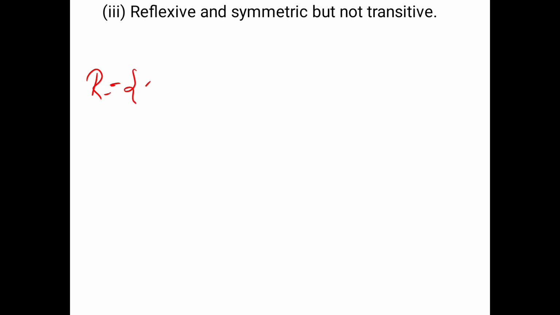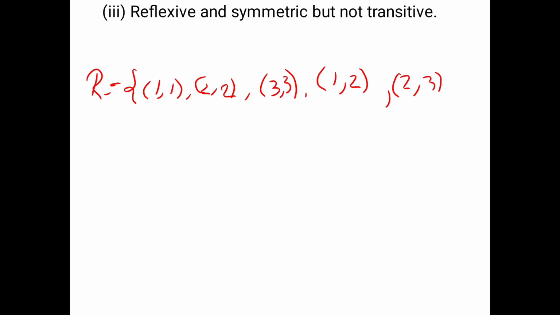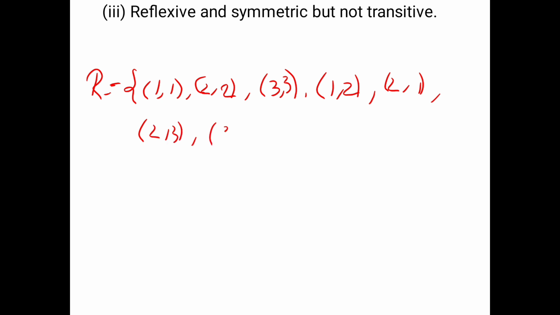Each element is related to itself: 1 related to 1, 2 related to 2, 3 related to 3, so it is reflexive. Then the first element related to the second element, and the second element related to the third element. 1 2 and 2 1 make it symmetric, and 2 3 and 3 2 as well.